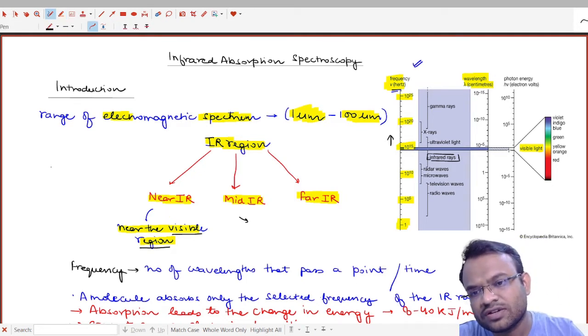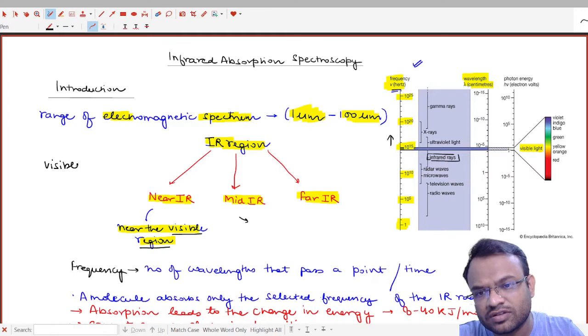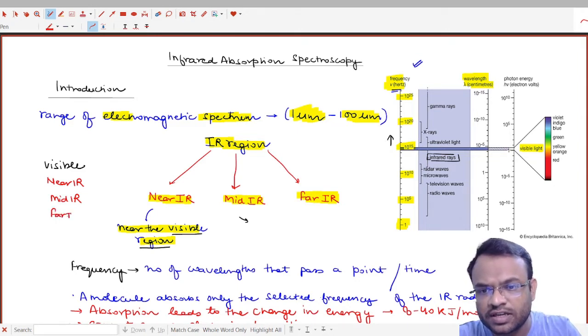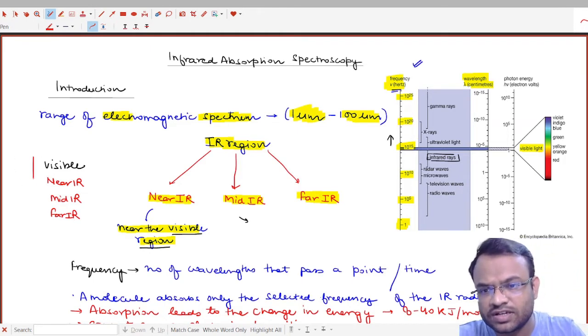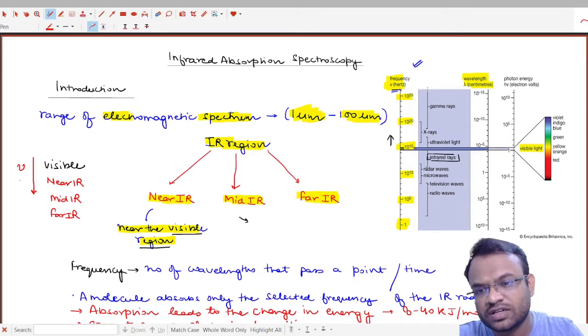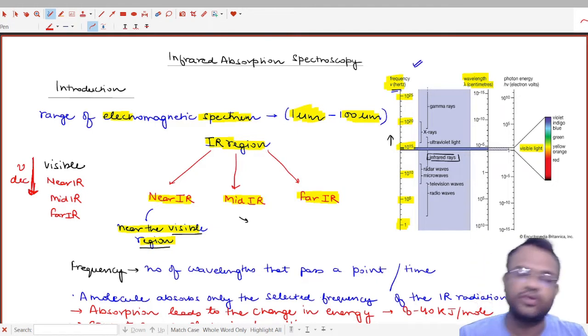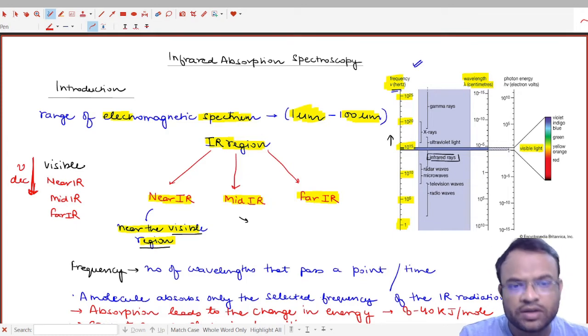So if I draw it like this, suppose this is the visible region. Just next to the visible region would be the near IR, following this would be the mid IR, and farthest from the visible region would be the far IR. This is the scenario, and you can see that the wavelength is increasing like this and the frequency is decreasing like this, from up to down. I believe you have understood the classification of the infrared region into near, mid and far IR.